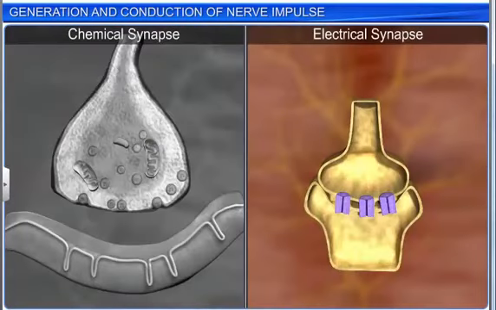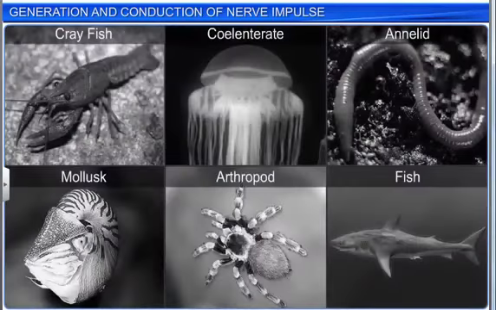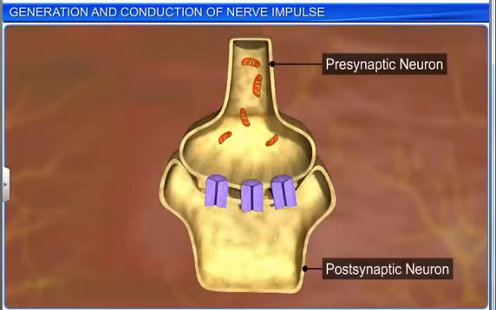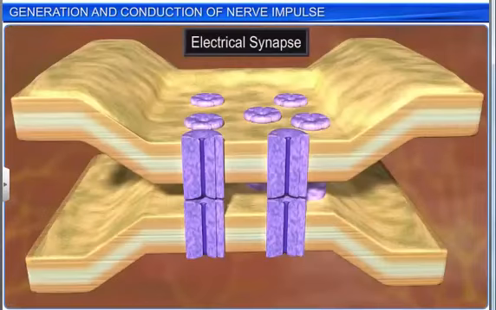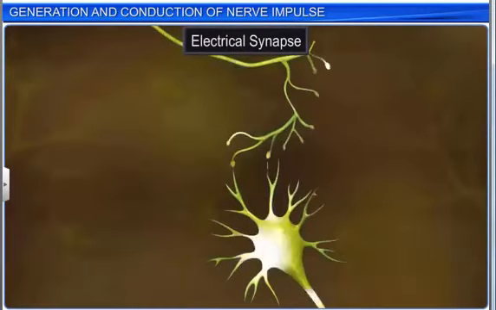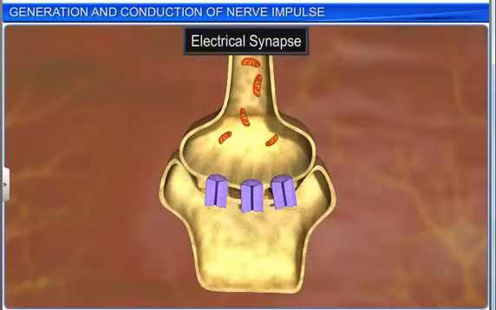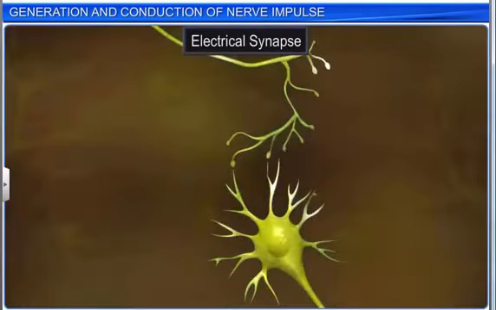Electrical synapses are the less common of the two types. They were first found in crayfish, later in coelenterates, annelids, mollusks, arthropods, and fish. The membranes of pre- and postsynaptic neurons of electrical synapses are in very close proximity. This allows the direct flow of electric current from one neuron to another. Synaptic vesicles are absent and only a few mitochondria are present. Impulse transmission across an electrical synapse is faster than that across a chemical synapse.